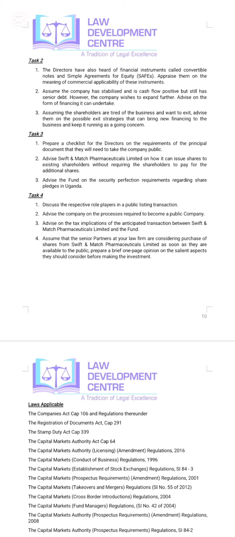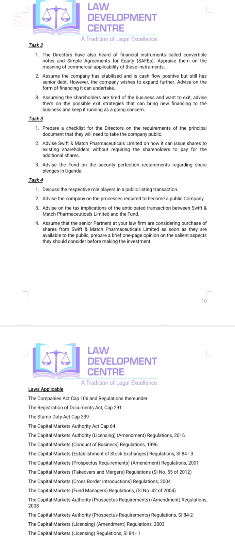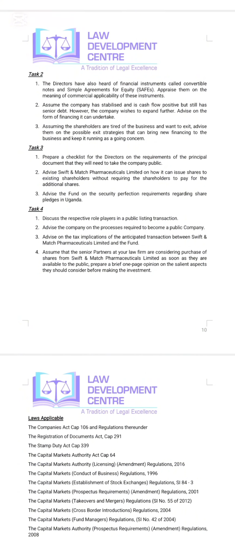Assuming the company has stabilized and is cash flow positive but still has senior debt, however the company wishes to expand further, advise on the form of financing it can undertake. So basically, you have three forms of financing. One is mezzanine, secondly is private equity, and third is venture capital. So here they are saying that assuming the company has stabilized and is cash flow positive but still has senior debt, however the company wishes to expand further, advise on the form of financing it can undertake.